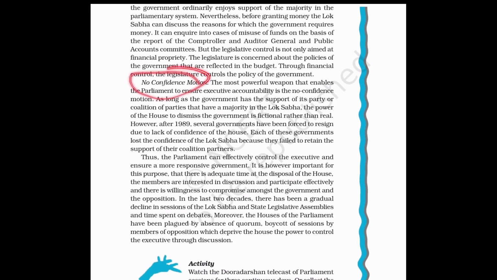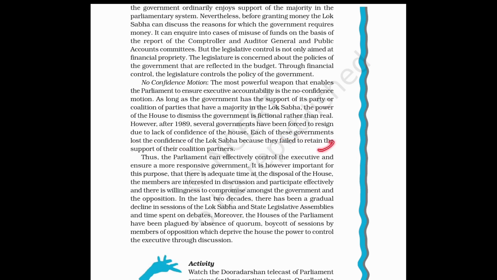Then you will see the no confidence motion, the most powerful weapon for having a check on the executive, because no confidence means we are not showing confidence in the government. So the government can survive only as long as it has the support of the party or the coalition of parties that have a majority in the Lok Sabha. Until that's done, they will not be accepted as a government, and then सरकार जो है वो बीच में कभी भी गिर सकती है if the government loses the confidence of the Lok Sabha.